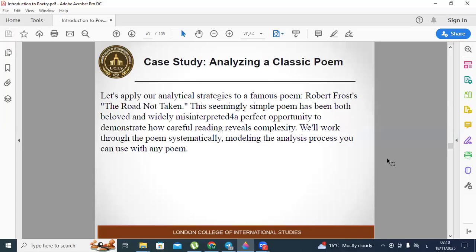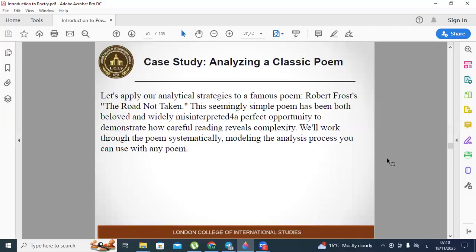Now let's go to the case study introduction. Now let's apply our analytical strategies to a famous poem, Robert Frost's The Road Not Taken. This seemingly simple poem has been both beloved and widely misinterpreted.